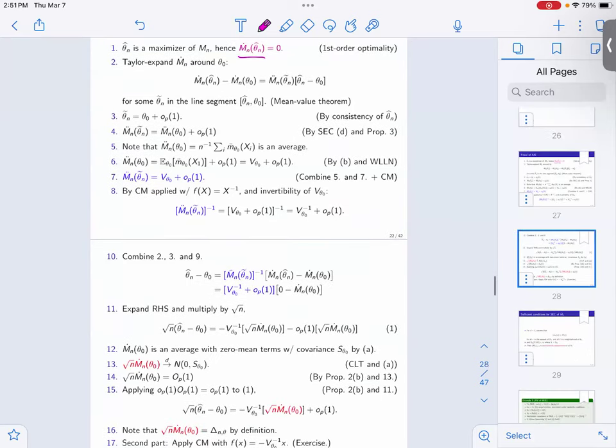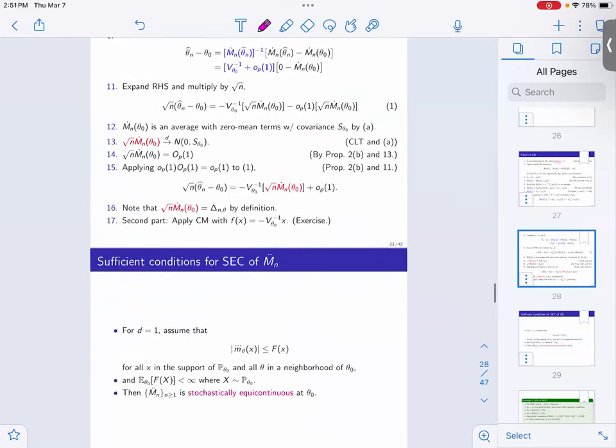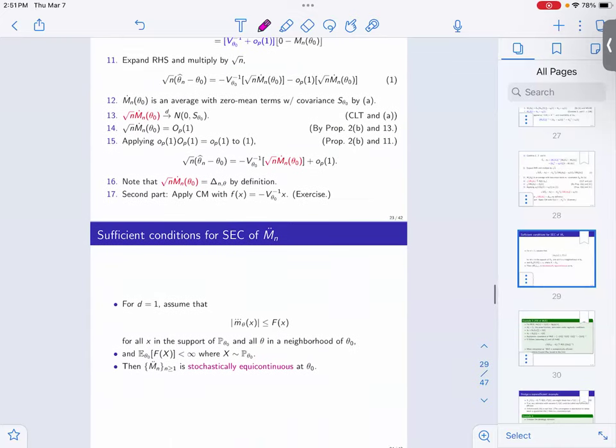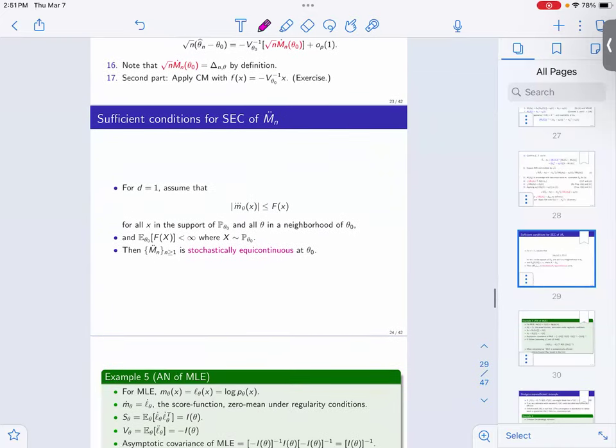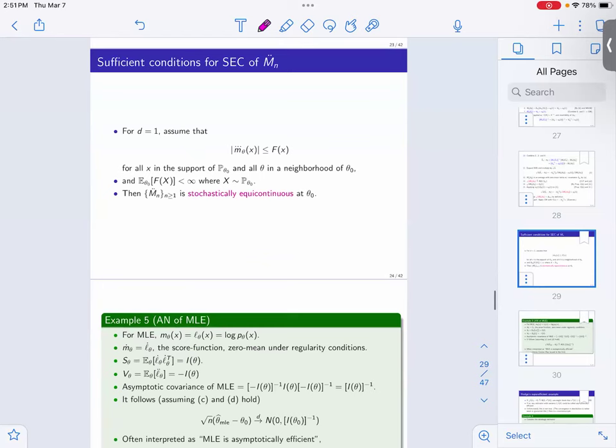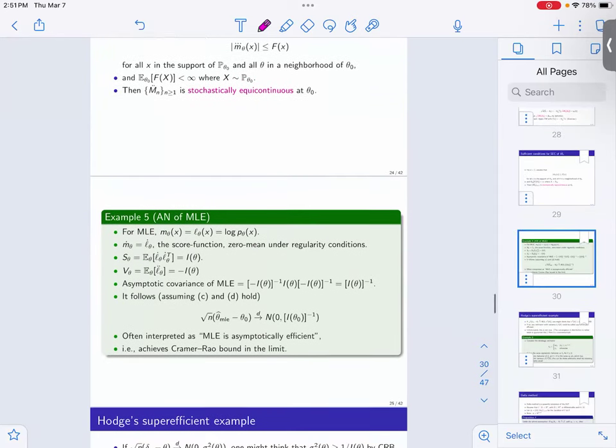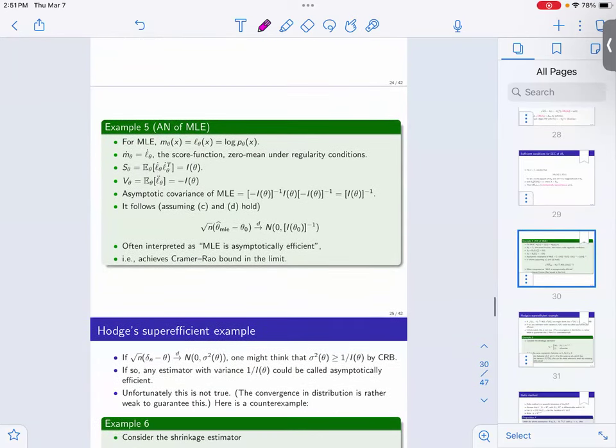Okay, so there is a bunch of use of the continuous mapping theorem, the law of large numbers, the CLT, and the use of OP notation. It's a very good exercise. So if we have time, we'll come back. The entire thing is just two pages. But let's move on. This slide talks about conditions for stochastic equicontinuity, if you're interested.